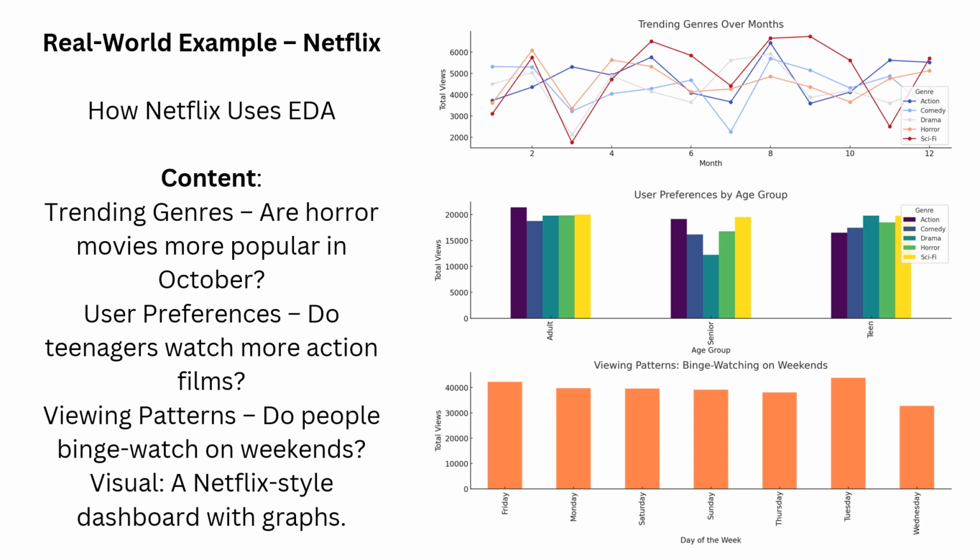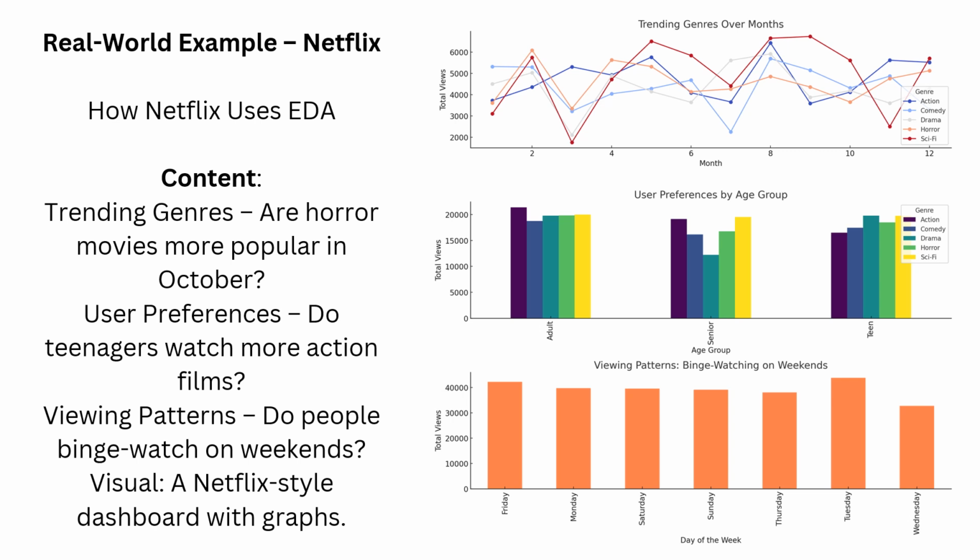Next is user preference. Do teenagers love action films more than other age groups? By analyzing watch history, Netflix can see that younger viewers prefer high energy movies while older audiences might lean towards dramas or documentaries. That is shown in this graph, how data is analyzed.